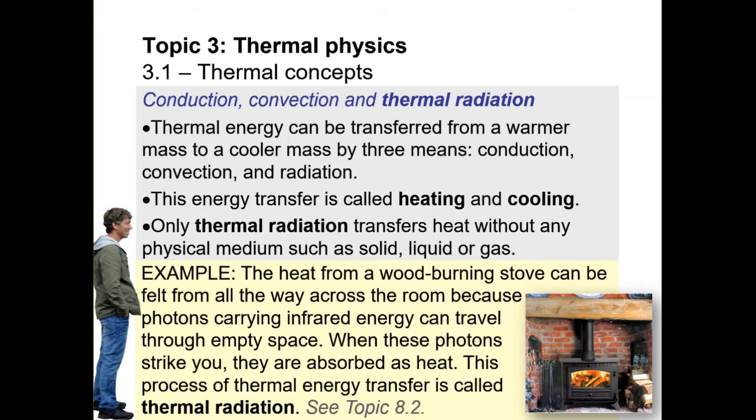Example: the heat from a wood burning stove can be felt from all the way across the room because photons carrying infrared radiation energy can travel through empty space. When these photons strike you, they are absorbed as heat. This process of thermal energy transfer is called thermal radiation. We're going to discuss this in more detail in topic 8.2 later. Thermal radiation doesn't need a medium. It can transfer in a vacuum.